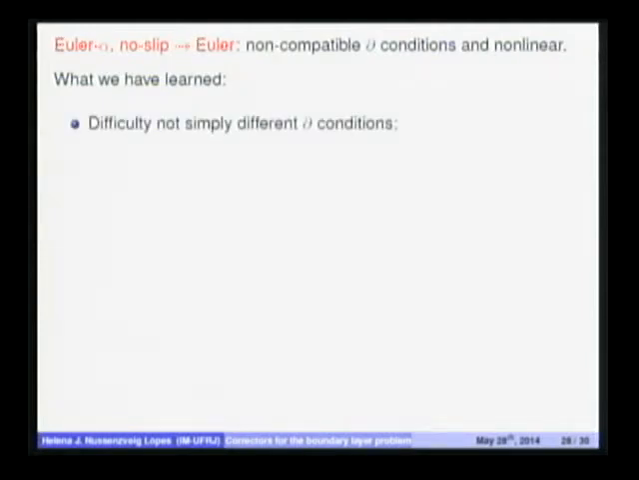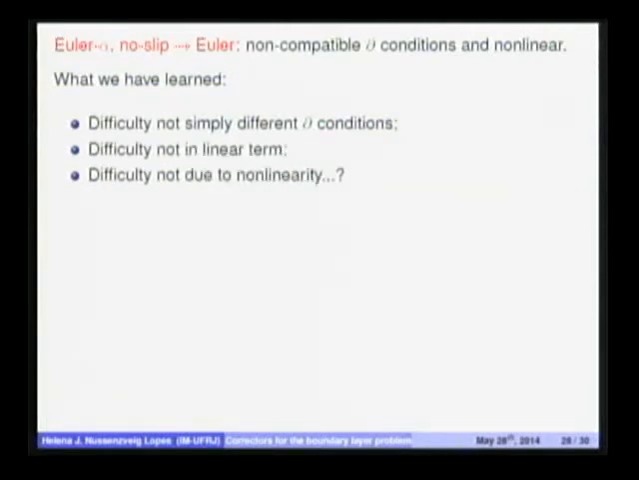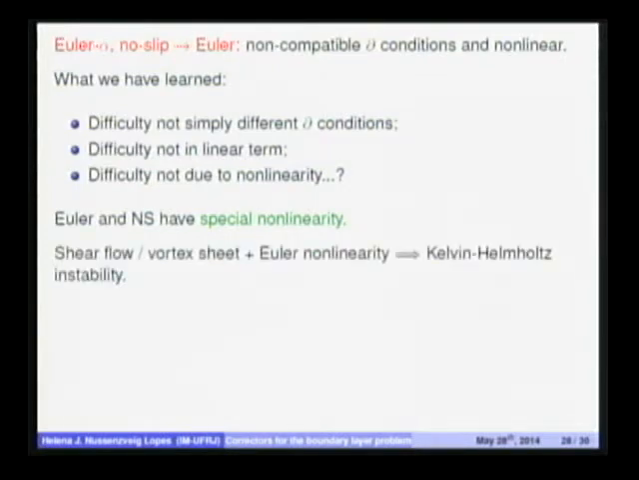Okay, so what have we learned? Euler alpha with no slip, you have non-compatible boundary conditions and nonlinearity, and yet you still have convergence. So the difficulty does not come simply from the different boundary conditions. The difficulty does not come from the linear term. It's a difficulty due to the nonlinearity. Well, the Euler alpha equations are also nonlinear. However, Euler and Navier-Stokes have a very special nonlinearity. It's not the same.